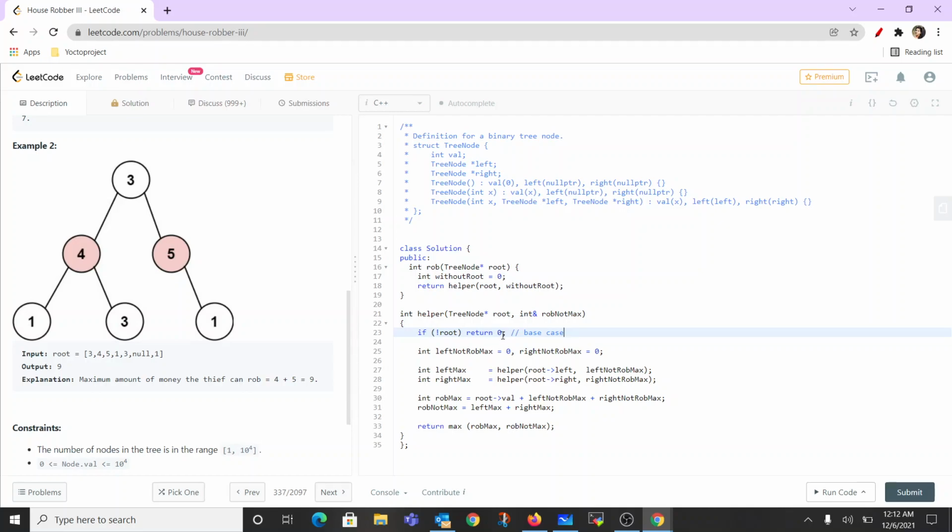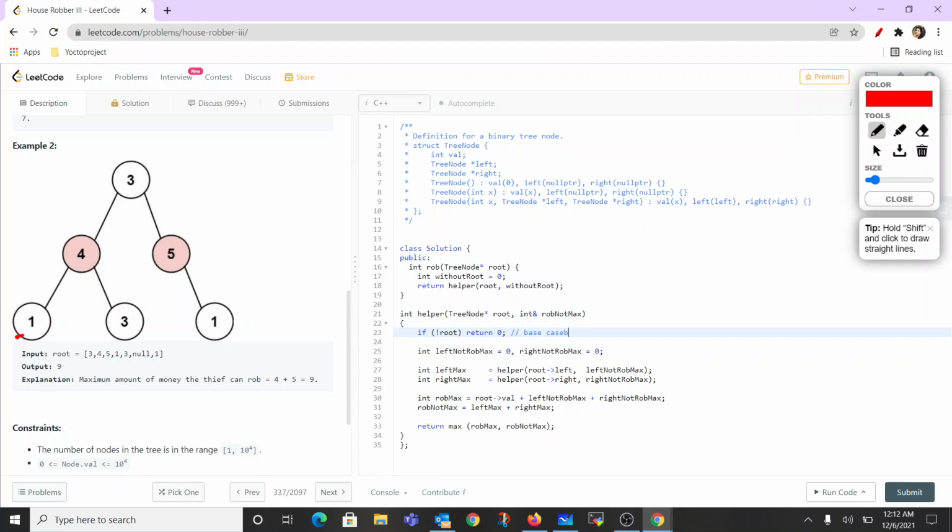This would be the case when we reach null, then it will reach the base case and it will return 0 here. And here also when it reaches null, then it will return 0, right? So when it reaches this particular point, it will simply return 0. Then we are having left not drop max and right not drop max. They are initialized as 0 at every recursive point.